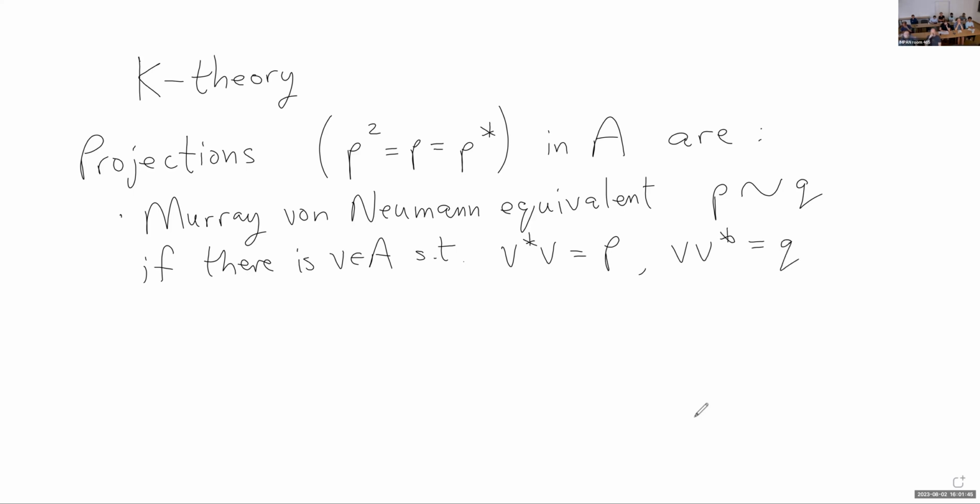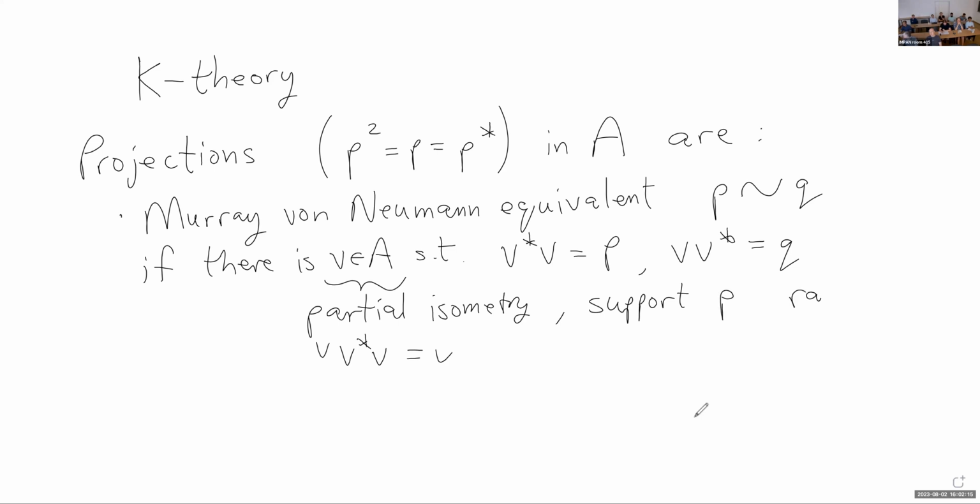So this V is a partial isometry, which, equivalently, VV*V is V. Take that as the definition of partial isometry, if you like, with support P and range Q. By support P, I just mean VP is V, and range Q means QV is V. Okay, so that is the first notion of equivalence of projections.